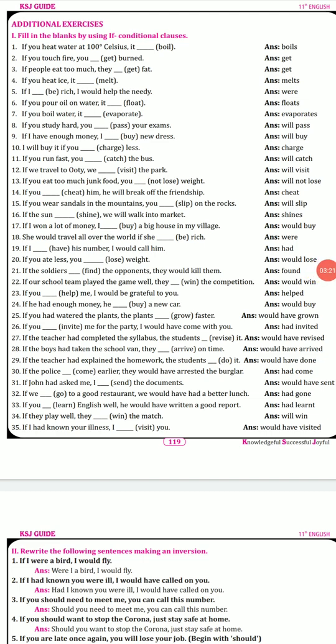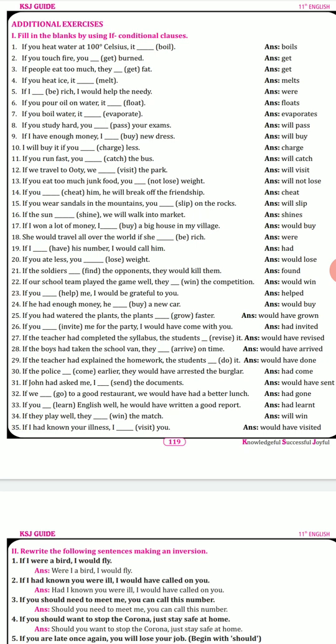Now look at the exercises. So fill in the blanks by using if condition clauses. So first sentence, if you heat water at 100 degrees Celsius, it dash. So this type belongs to zero class. So here the sentence talks about scientific truth. So this sentence must be zero class.